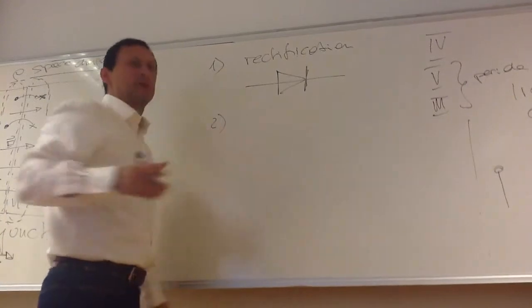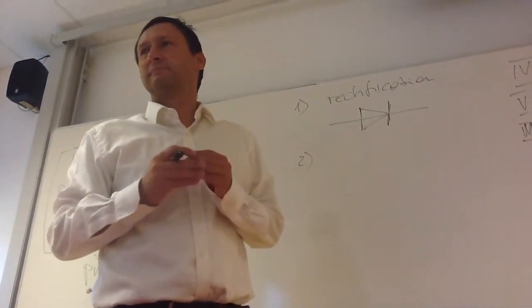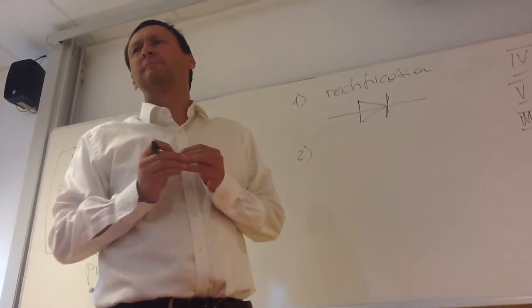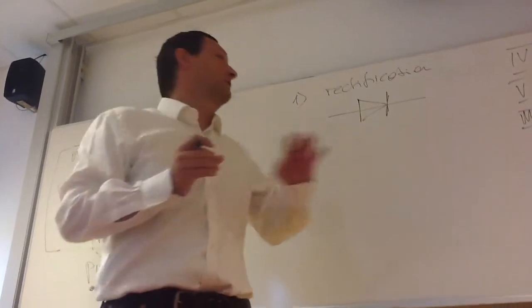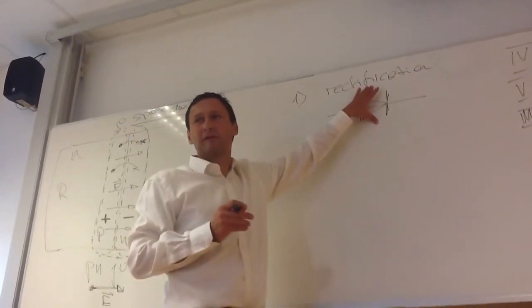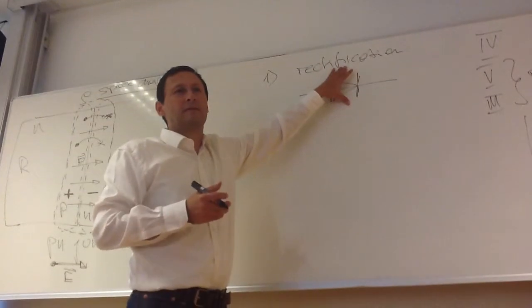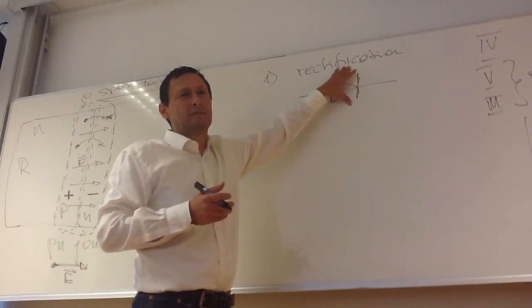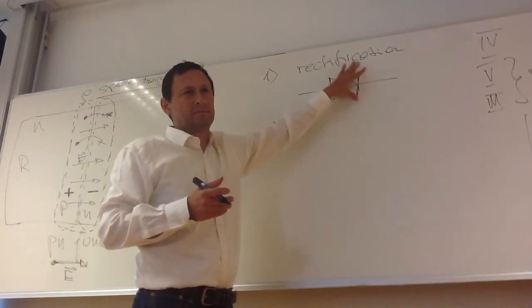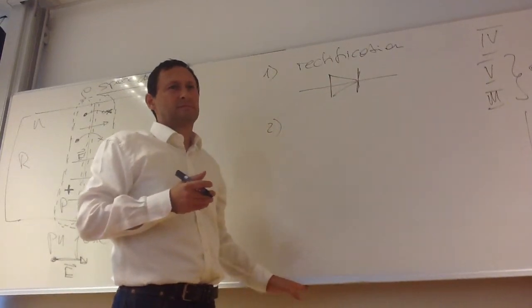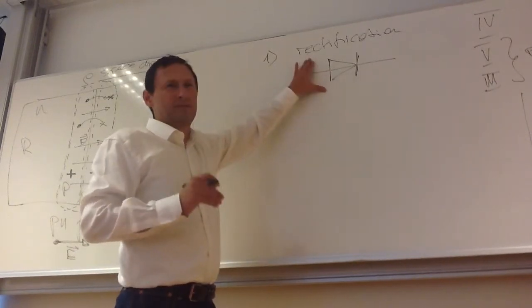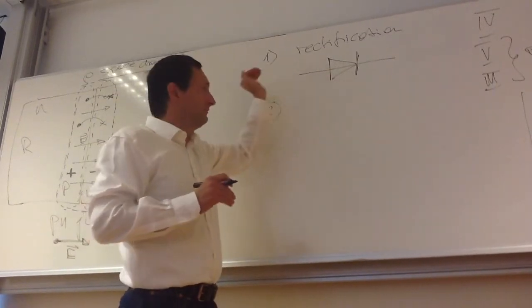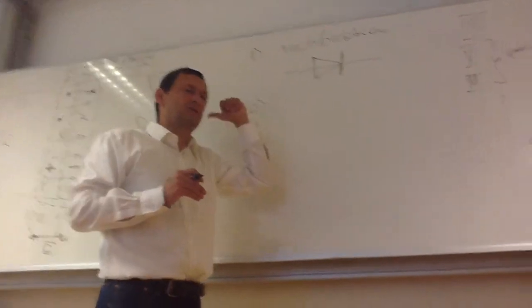Is there any other application? Don't let the current come vice versa. Yeah, that's that. Current flows only in one direction. For preventing the input of the electricity flow to the device, a kind of protection. But that's also rectification, more or less. So current flows only in one direction, the other direction is blocked.